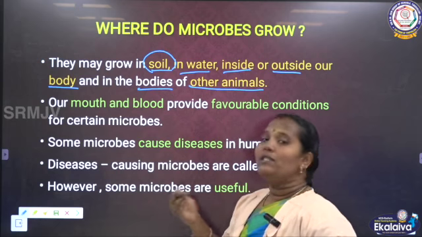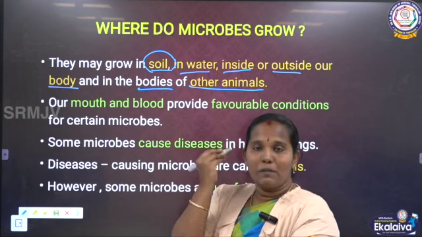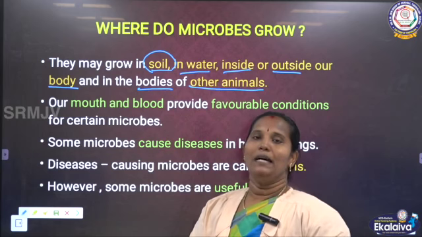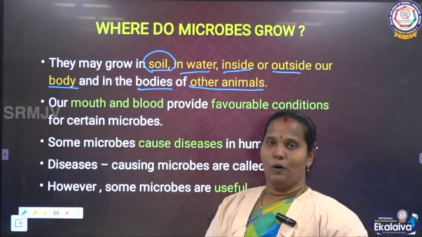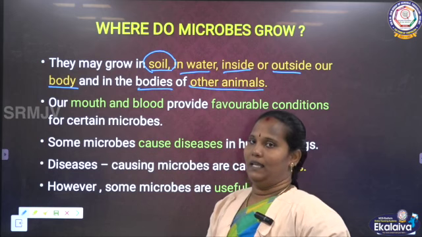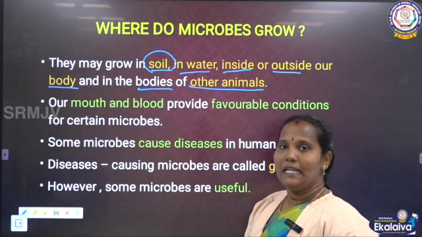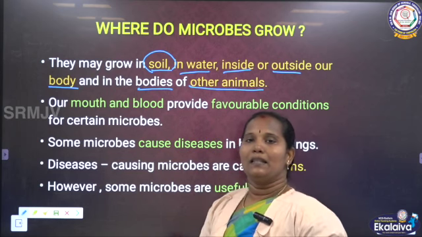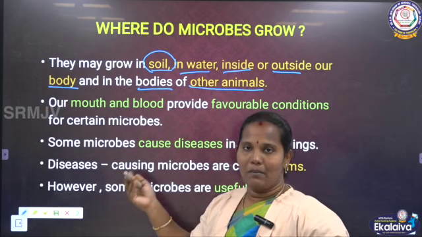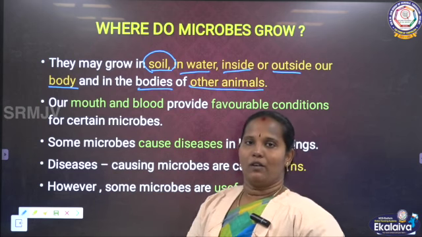Then next one, outside our body. Outside our body we cannot see microbes, but some microbes are present on our skin. And then we have dandruff on our head, no, that is also one of the microbes, that is a fungus. So we can find microbes inside and outside our body. After that, they can grow on other animals also. This is the reason some animals and birds get flu-like diseases: microbes are growing there. Even plants also get some diseases. That is also one of the microbe growths.